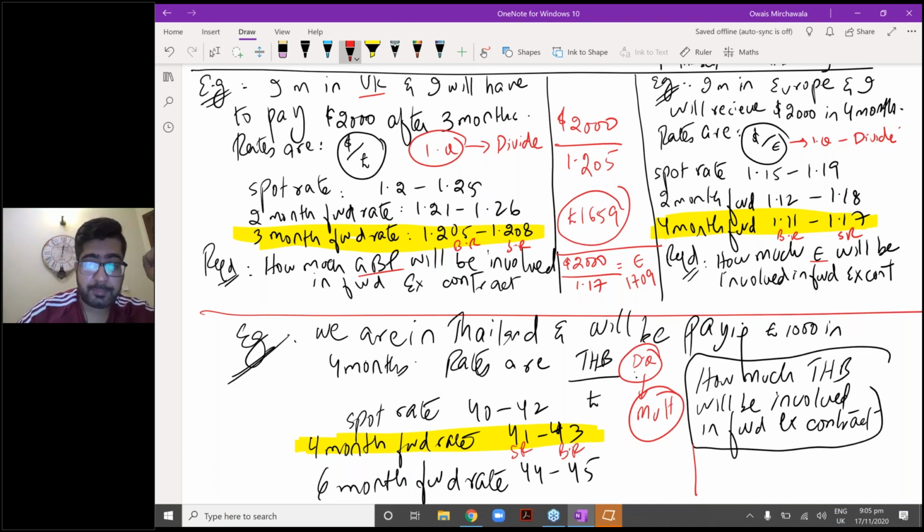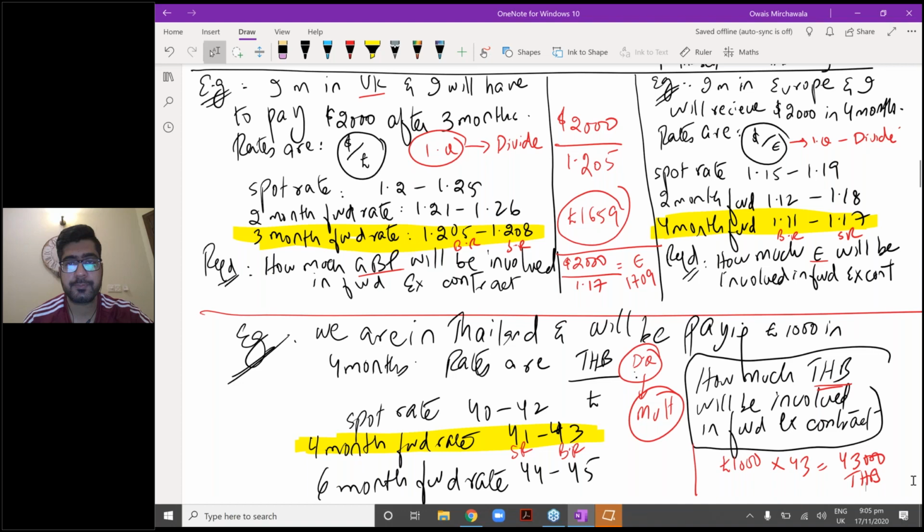Finally, apply the last step. The first step, highlight the relevant row. Second step, quotes. Now, apply the answer. You have to pay £1,000. The question is asking how much Thai baht will be involved, so convert these £1,000 into Thai baht. Multiply or divide? Multiply, because it's a direct quote. You're paying, so in paying, you always contract to buy currency. You have to buy to pay. So apply the buying rate 43. It's 43,000 THB.